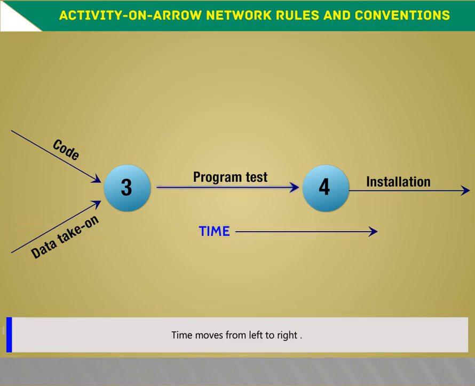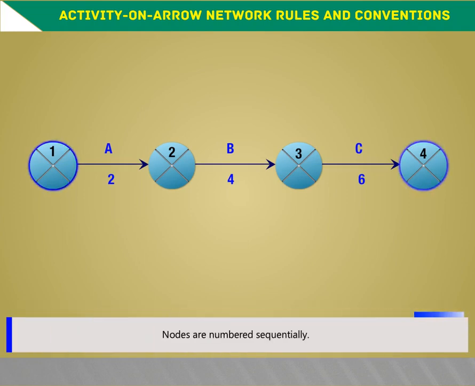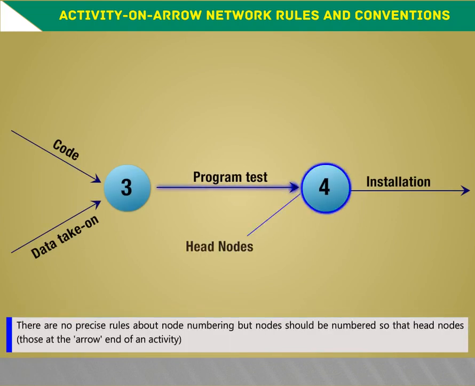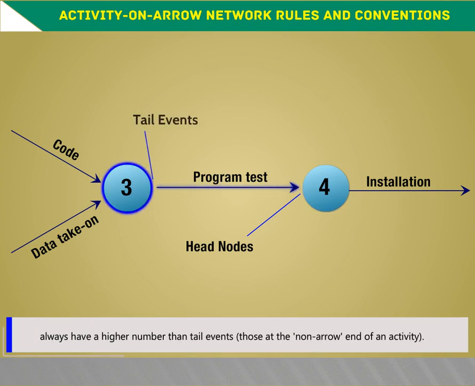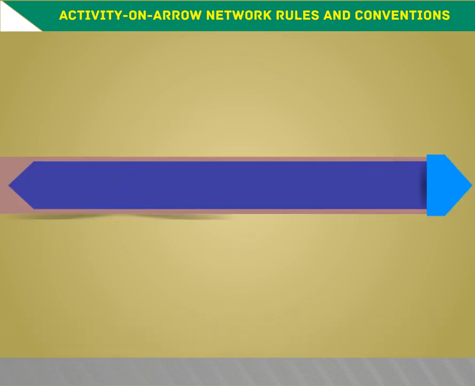Time moves from left to right as nodes are numbered sequentially. There are no precise rules about node numbering, but nodes should be numbered so that head nodes, that is, those at the arrow end of an activity, always have a higher number than tail events, those at the non-arrow end of an activity. This convention makes it easy to spot loops.